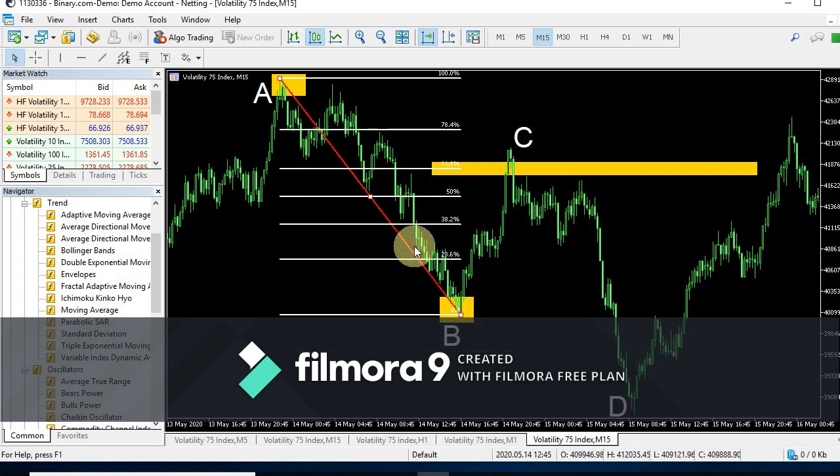So you can either retrace at 23.6%, 38.2%, 50%, 61.8%, 78.4%. Then you can also retrace at the 100% Fibonacci retracement level. But when it gets past 100%, it becomes an extension. This is for a downtrend. For an uptrend, you turn it the other way around.